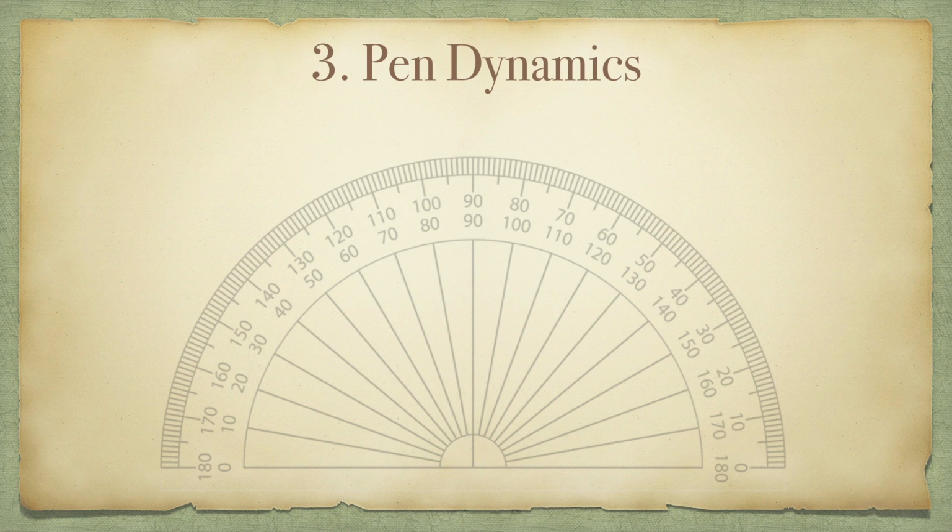Okay, so here is a traditional protractor. At what angle do you think we should be holding the pen at? Is it 45 degrees, 30 degrees, 90 degrees? Go ahead, put it in the chat box. Let's see what you guys think.